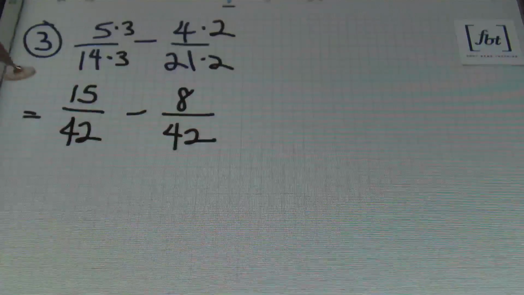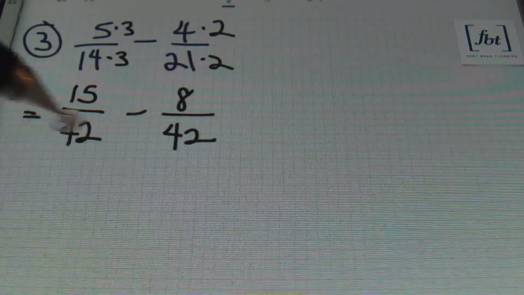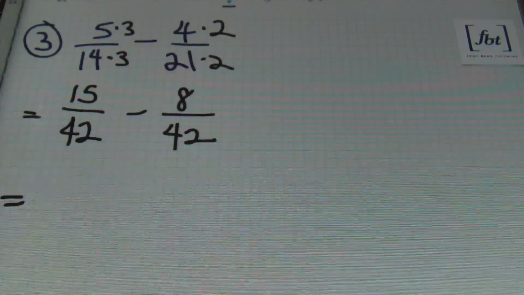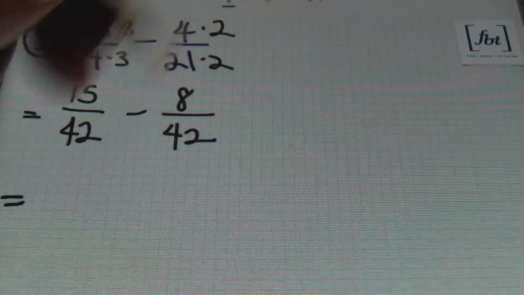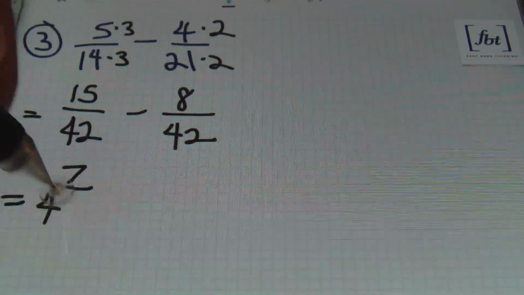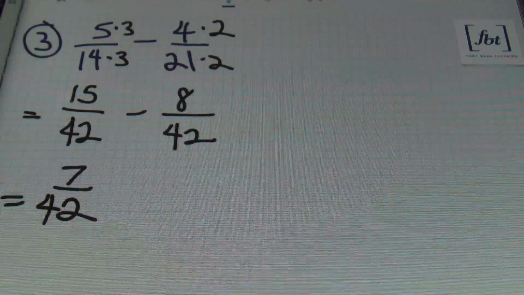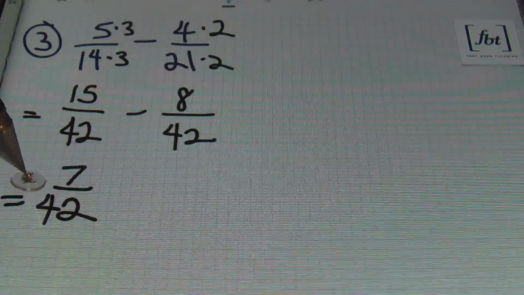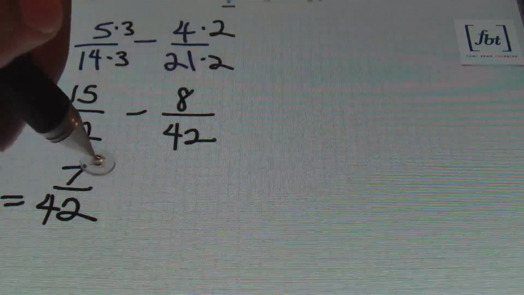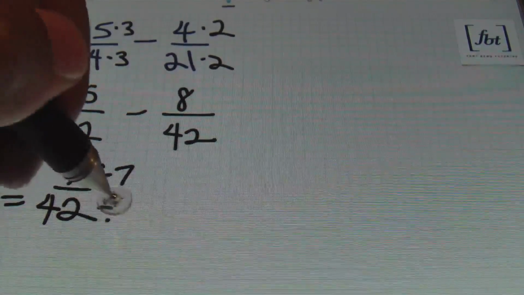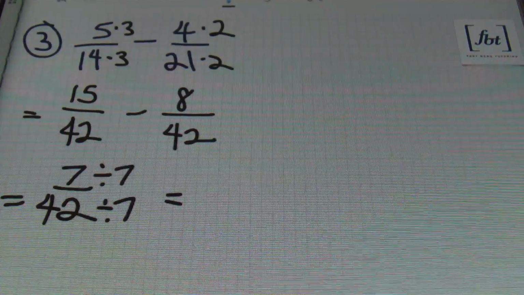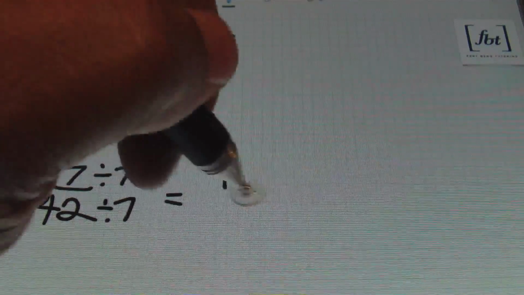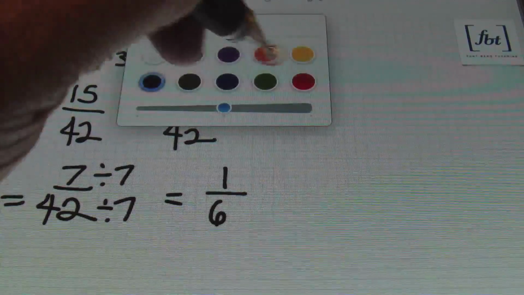result of 8. Now that we have equivalent fractions with common denominators, we can go ahead and subtract the numerators. So 15 minus 8 is 7 over 42. Remember, you're always responsible for simplifying your result, and it just so turns out that 7 and 42 can both be divided by 7. So 7 divided by 7 and 42 divided by 7 will give us our reduced result, which will be 1/6, and that's it.